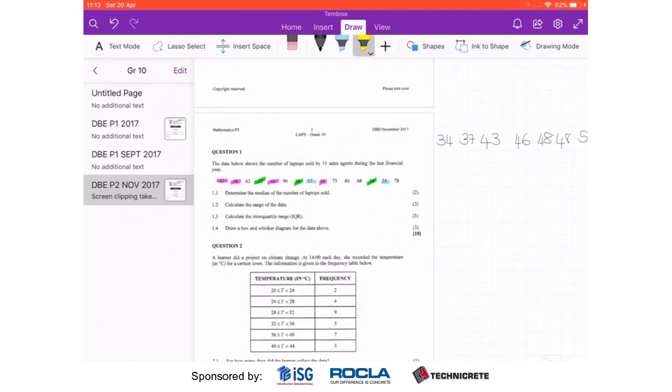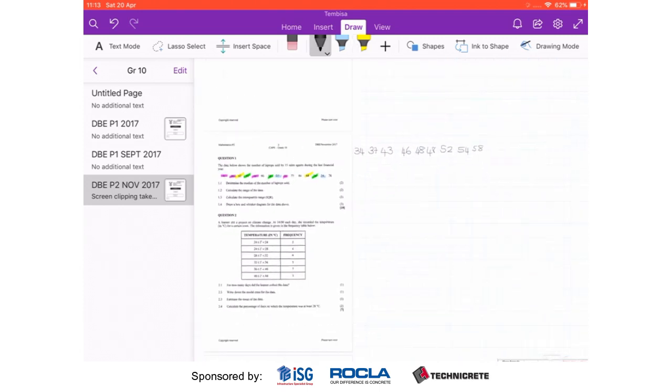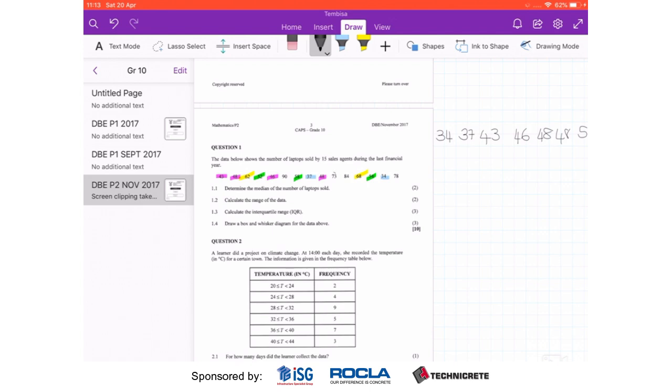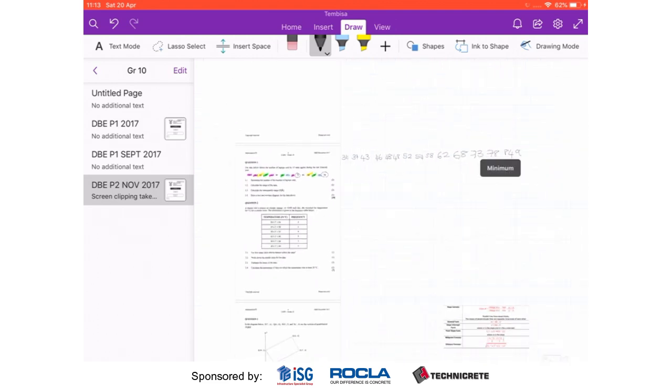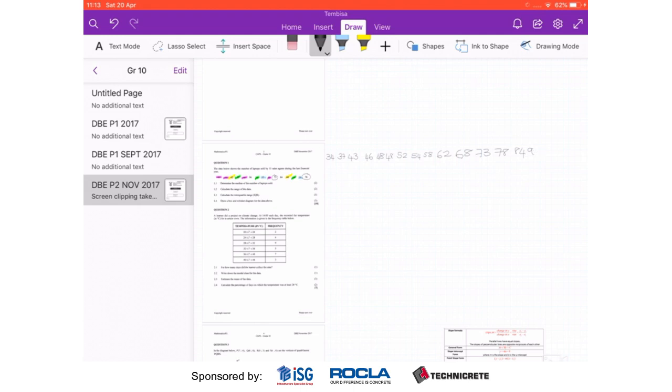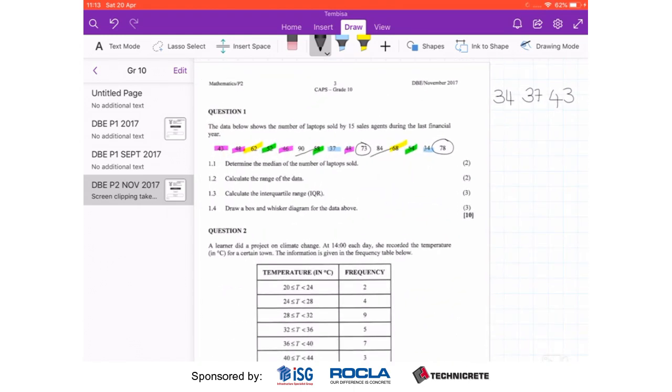Of 60s, 62, 68. The last couple of ones that we've got, 73 and 78. And then we've got the last two, which is 84 and 90. It's quite a long line. Okay, so now we've got all our numbers.